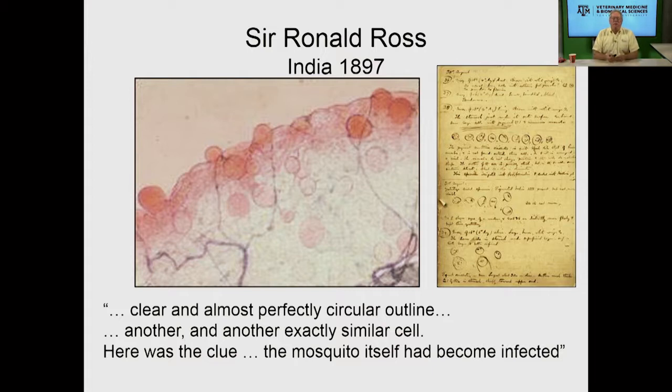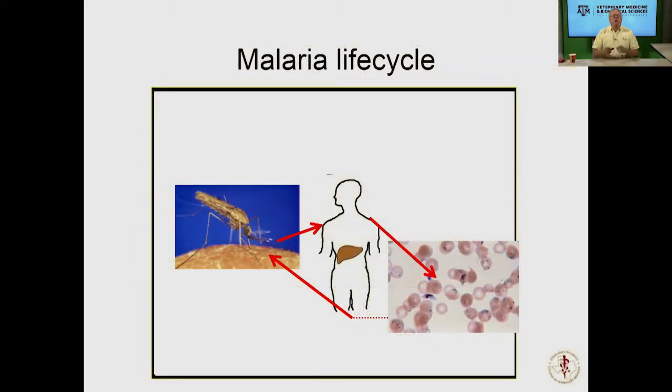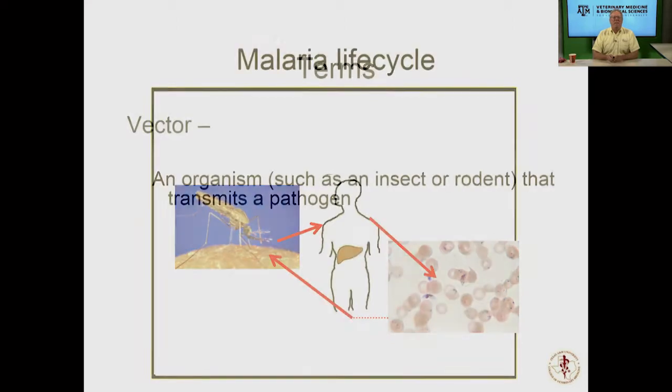And what he found in the stomach of mosquitoes, as he put it, was a "clear and almost perfectly circular outline. Another and another exactly similar cell." Here was the clue. The mosquito itself had become infected with the malaria parasite. And so with that, we knew that the malaria parasite was a protozoan that was in the blood, and that mosquitoes that bit people got infected with malaria. And then a lot more studies were done, and we found that the mosquito also bit people and reinfected people. And so this is the simple life cycle of that.